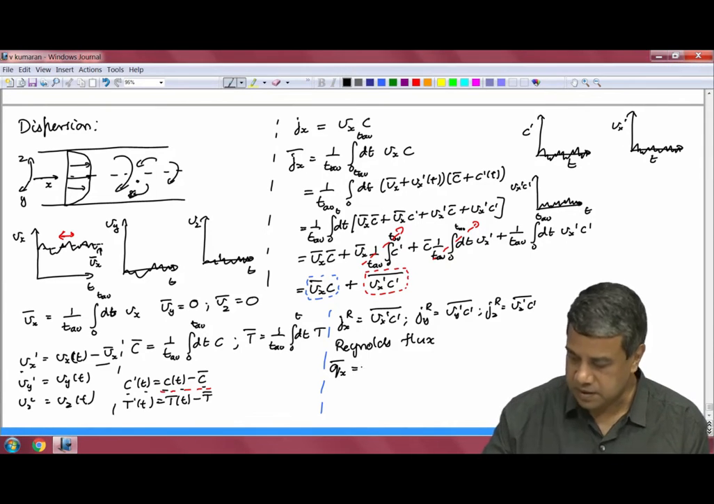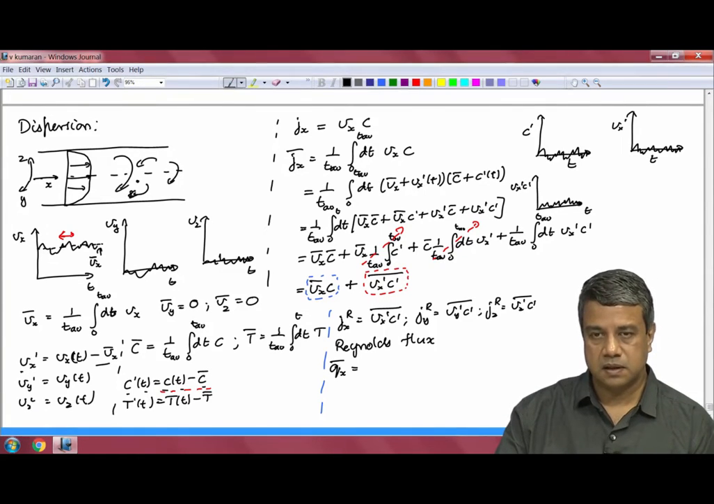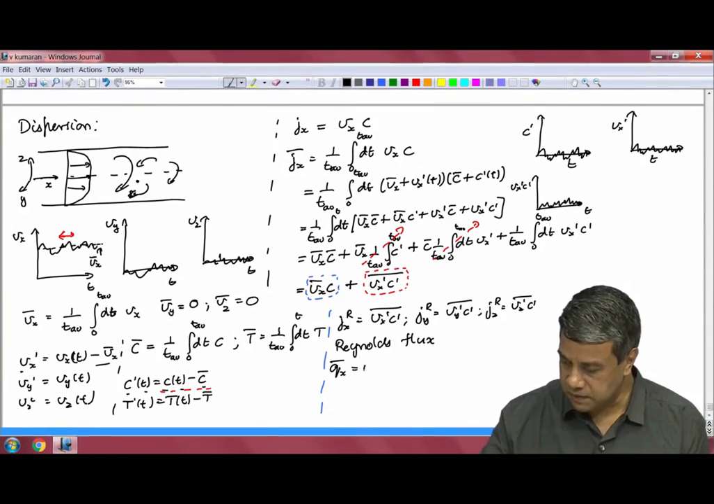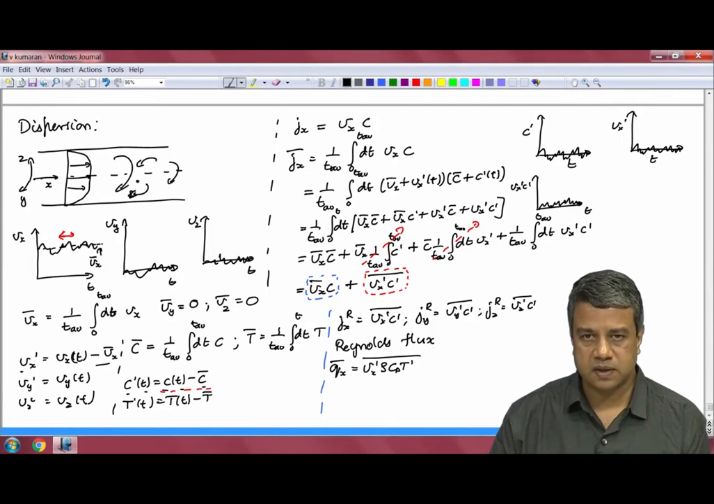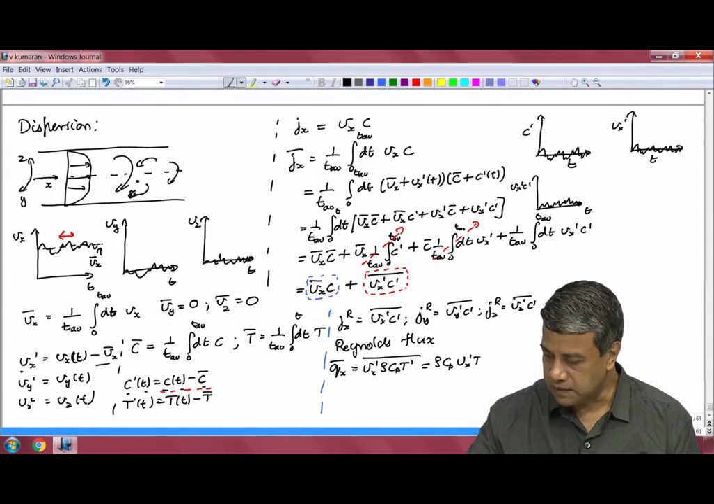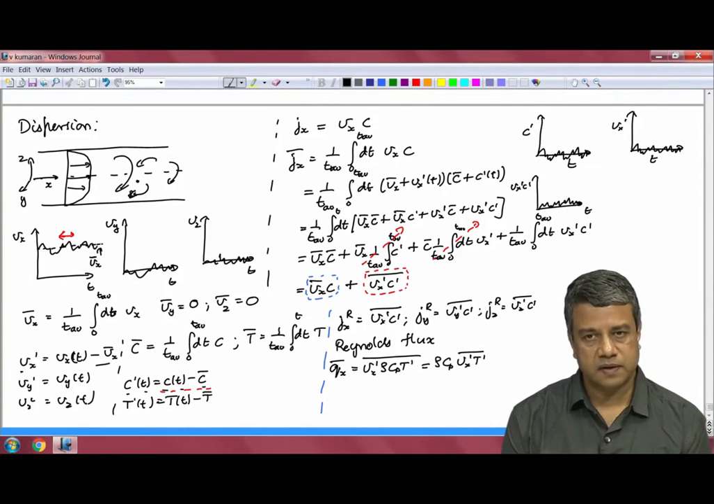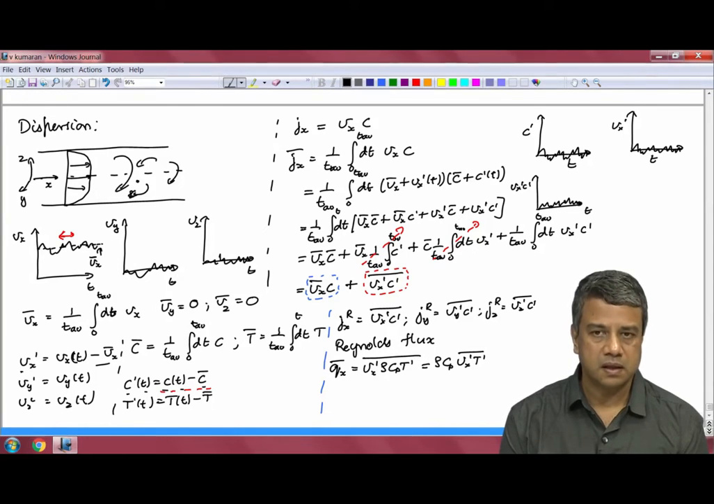Qx average, for example, will be equal to the fluid velocity fluctuations times the thermal energy fluctuations. So, the fluid velocity fluctuations times rho Cp times the temperature fluctuations. And since rho and Cp are constants, this becomes equal to rho Cp times the correlation between the fluid velocity fluctuations and the temperature fluctuations, the average of the product of the fluid velocity and the temperature instantaneous values. That is the Reynolds flux for heat.